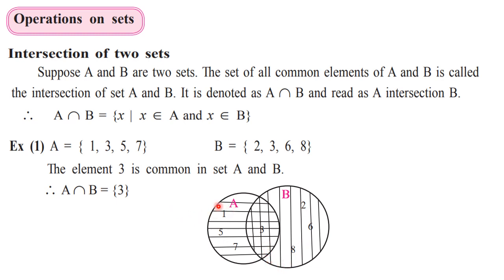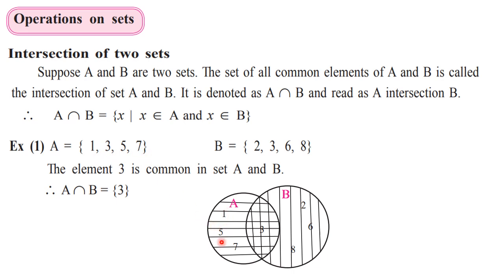Then see here, the horizontal lines are drawn to show set A and the vertical lines are drawn to show set B. Here you can see a mesh-like structure because of these vertical and horizontal lines. This part is common to both the sets. That means this part shows us the intersection of these two sets. So the common element 3 is written in this intersection part, and in the remaining part the remaining elements are written, that means 1, 5 and 7.